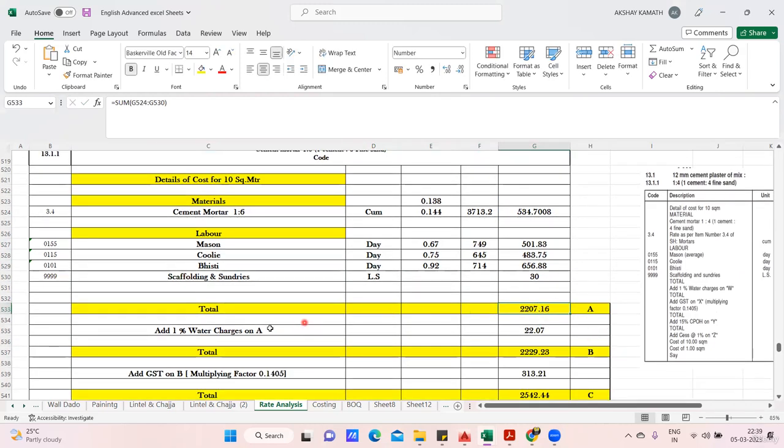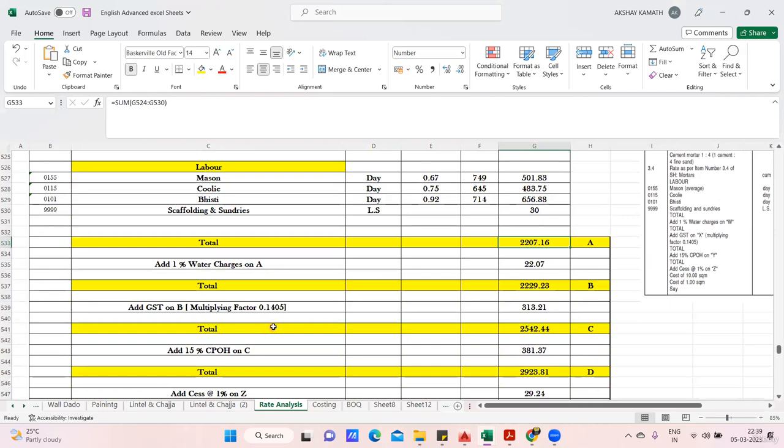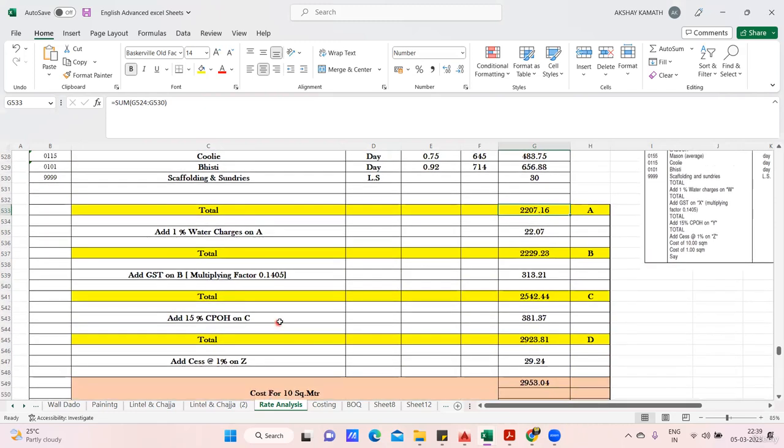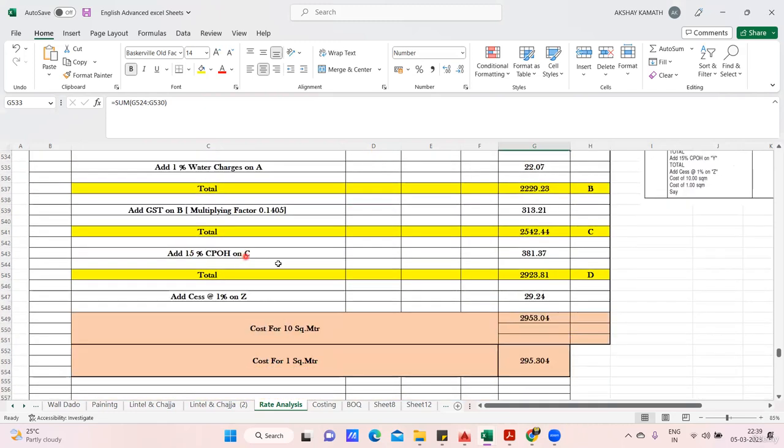Now on this, we'll add 1% of water charges. Then we'll add 14.5% of GST. Then we'll add a 15% contractor profit. Then I'll add another 1% of cess, which will come out to be 2953.04.